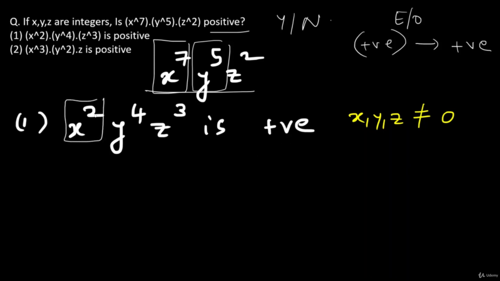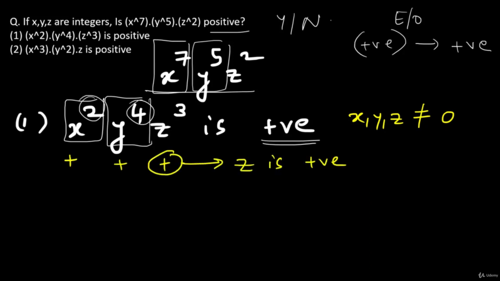X square will definitely be positive. Y to the power 4 also will be positive because the powers are even, right? So z cube also has to be positive so that the product is positive. So from statement 1, we just understand that z is positive. But in the question, you can see that z has an even power. So it doesn't matter whether z is positive or negative, right? It will definitely be positive at the end, z square. So this does not give us any information about x and y. Therefore, statement 1 alone is not sufficient.